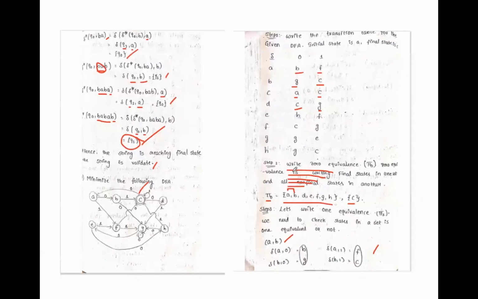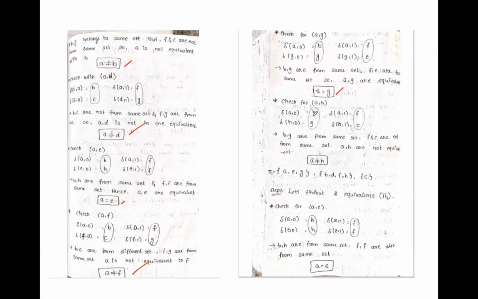Then the last one, A comma H. So here A comma H, these are the values. If you see this, B and G are present in the same set, fine. But here F and C are not present in the same set. So we should write it as A not equivalent to H. So this is one equivalence.